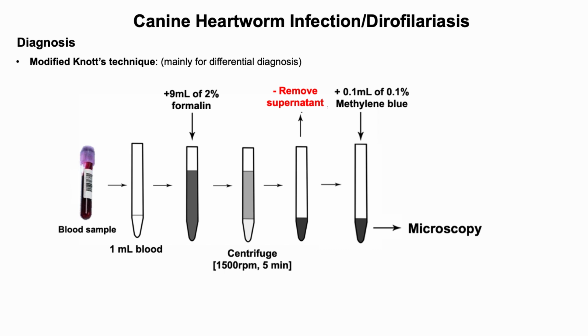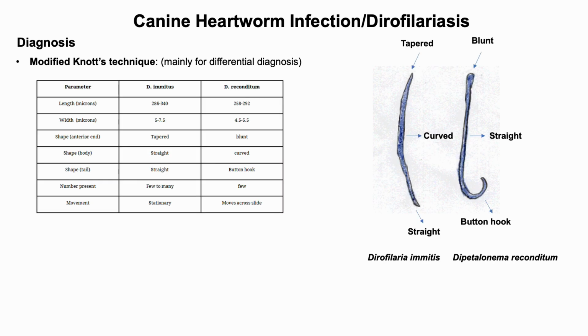For performing the modified Knott technique, take 1 ml of blood with 9 ml of 2% formalin. Afterwards, centrifuge it at 1500 rpm for 5 minutes. Discard the supernatant and examine the sediment after staining with 0.1% methylene blue. In positive cases, the microfilaria of Dirofilaria appear as a slightly curved body with a tapered anterior and straight posterior end. On the other hand, the microfilaria of Dipetalonema has a straight body with a blunt anterior end and a button hook-like posterior end.